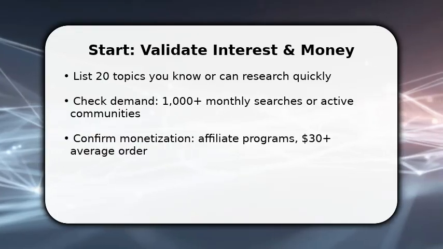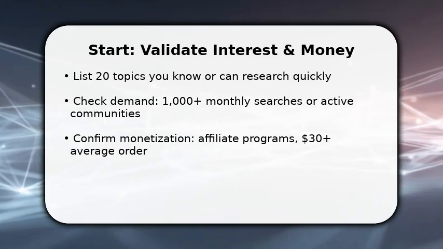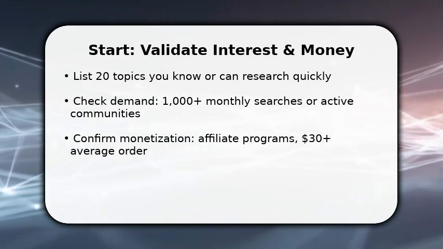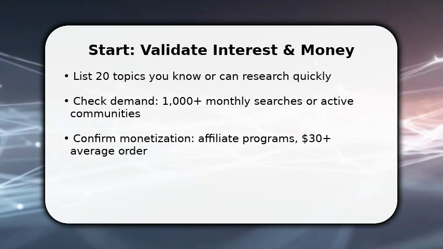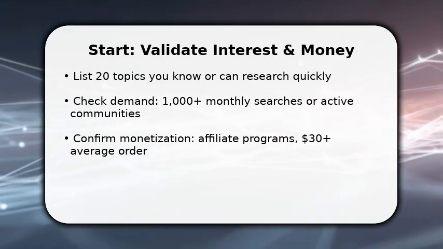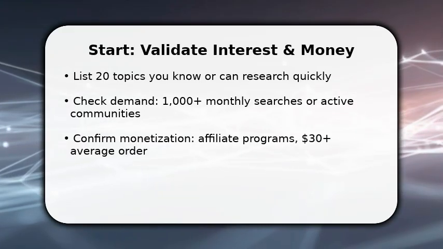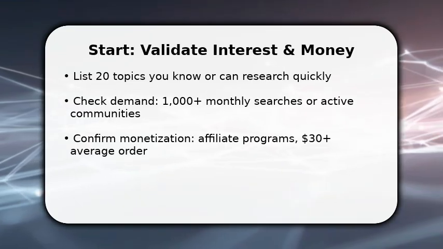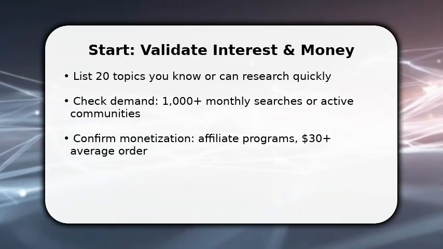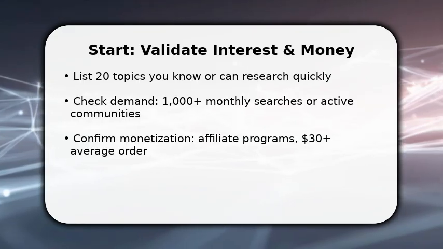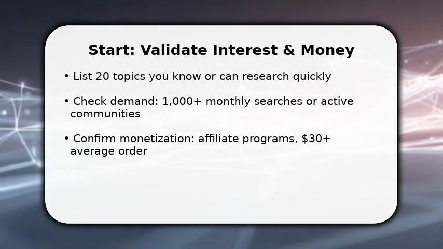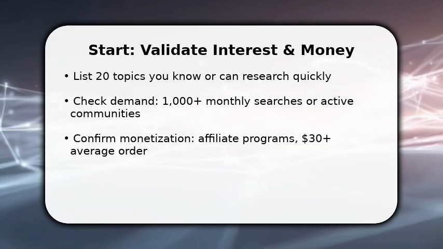You begin by combining interest and dollar signs. Pick 10-20 niche ideas you understand or can learn fast. Next, validate demand with keyword volumes and community activity. Once done, eliminate topics with weak search or zero engagement. Make sure to check affiliate payouts now, target programs with average orders above $30 or recurring commissions.